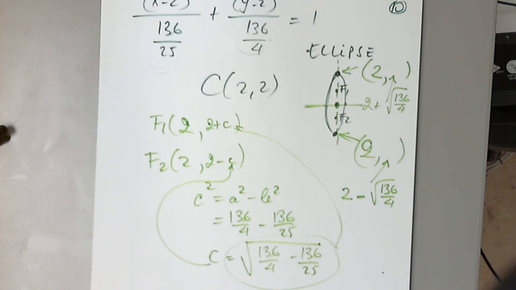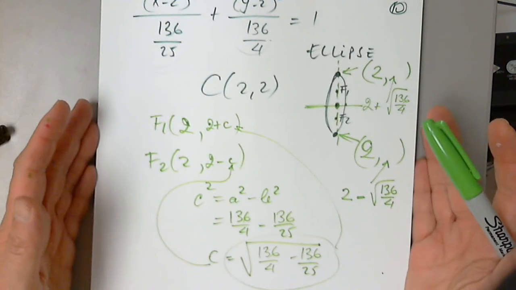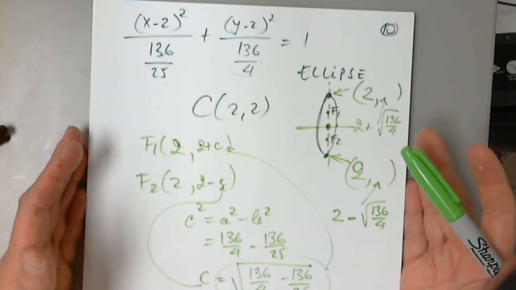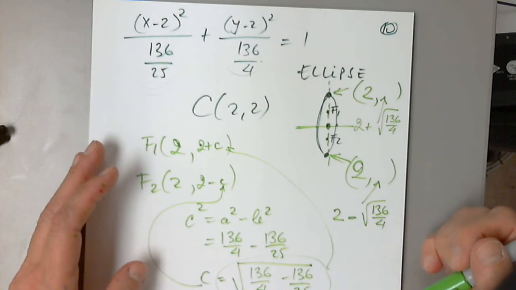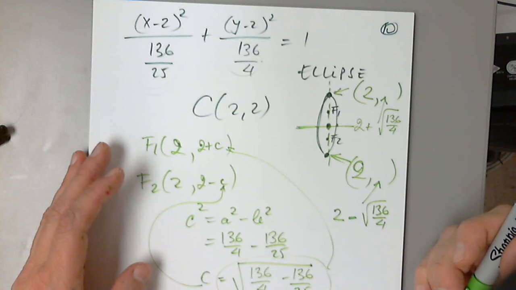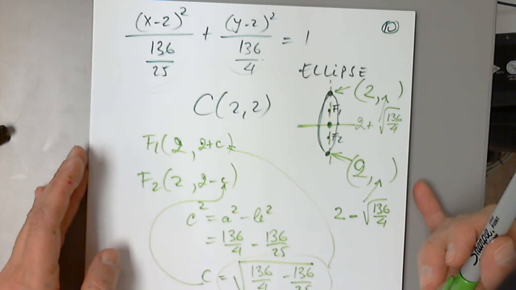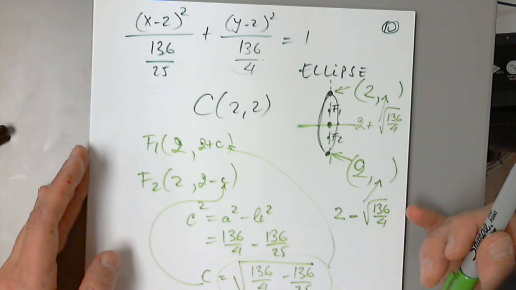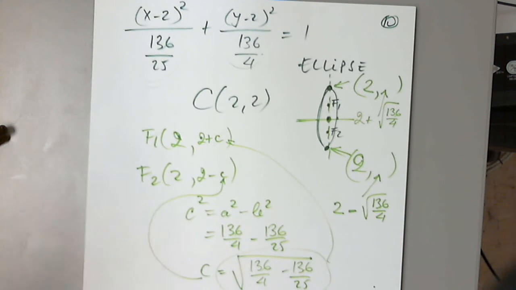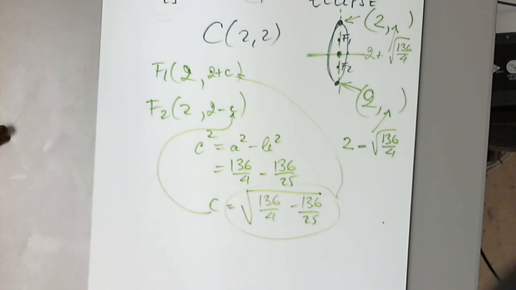In case A and B are equal, it's a circle. Then we don't need to find c, right? Then you don't need to find c because it doesn't have foci. I mean, you can, but it's going to be 0. Yes, very good question.